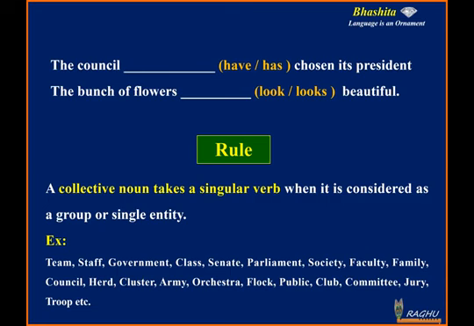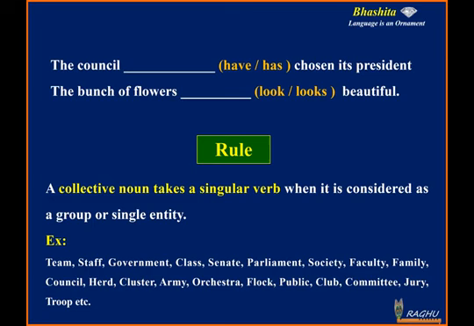So according to the rule, if you come across these kinds of collective nouns in the subject place in a sentence, and that collective noun is treated as a single group or a single entity, then it has to be considered as singular. It has to take a singular verb rather than a plural verb. So in the given two sentences, what are the collective nouns we have in the subject place? In the first sentence, we have the council. In the second sentence, we have the bunch of flowers.